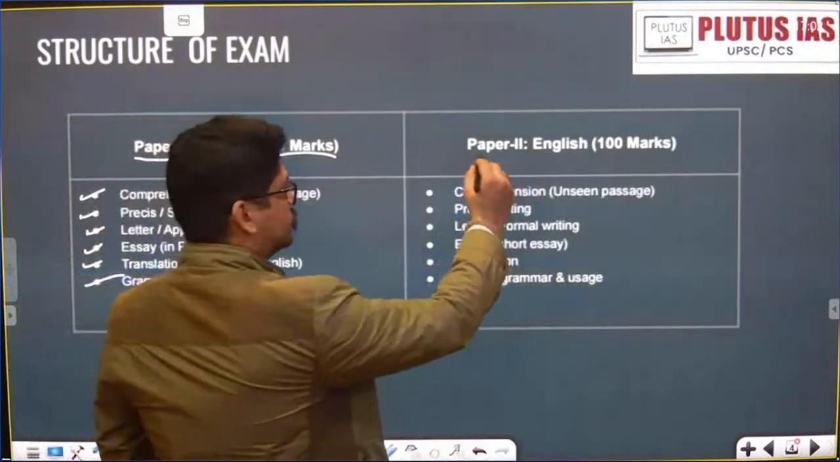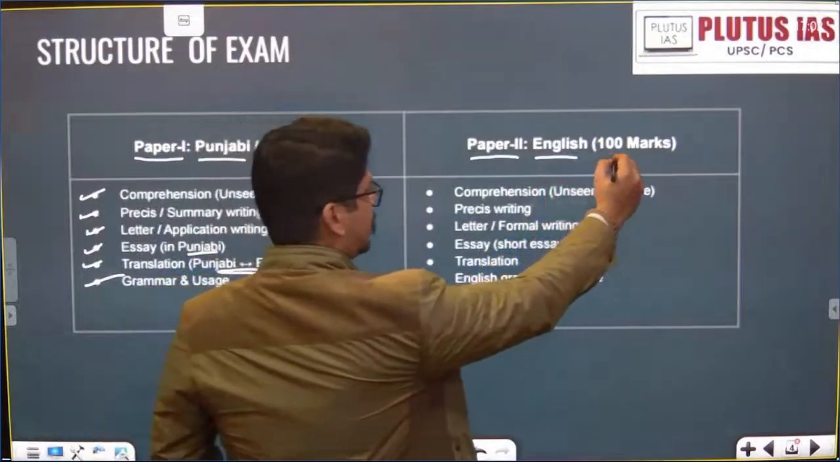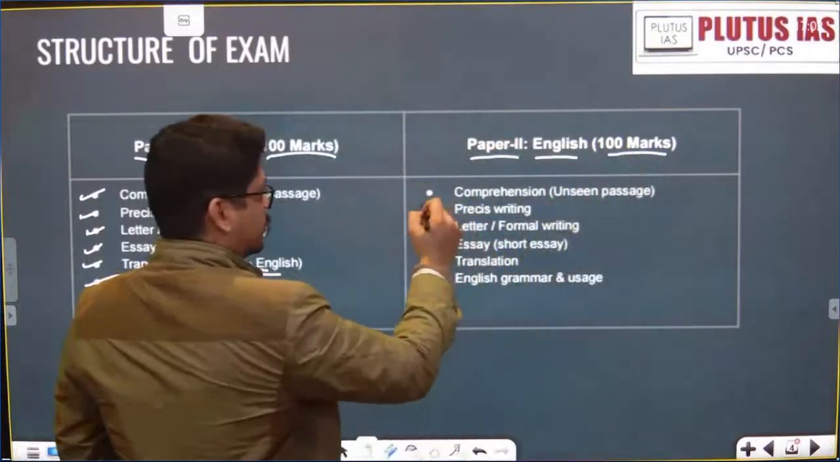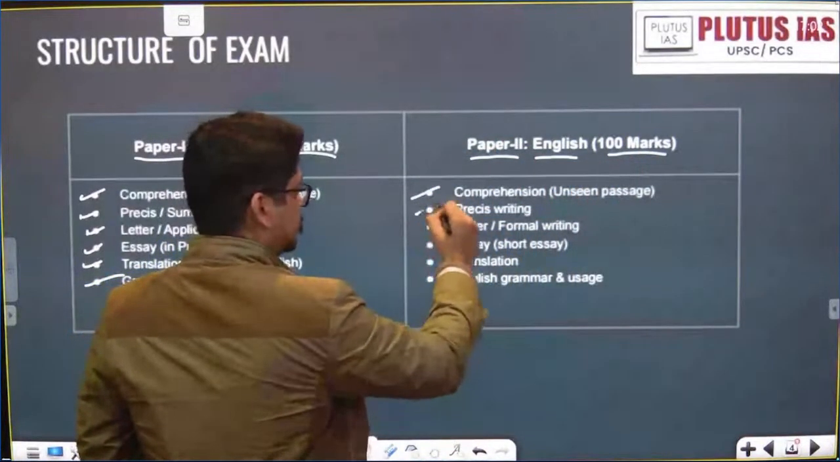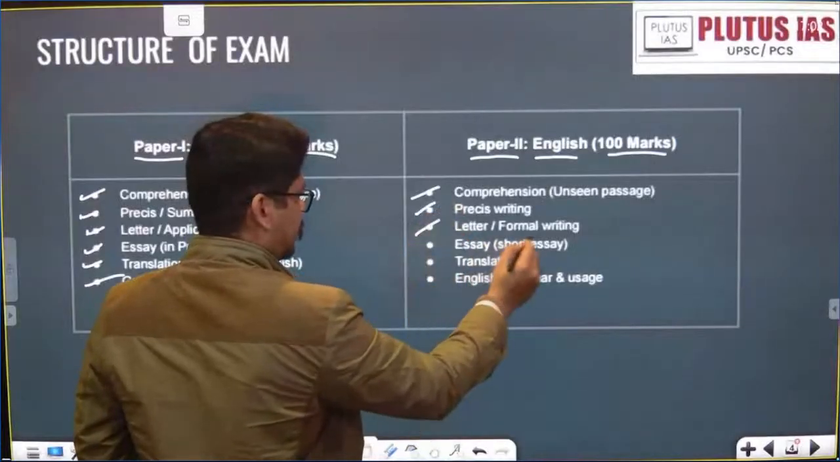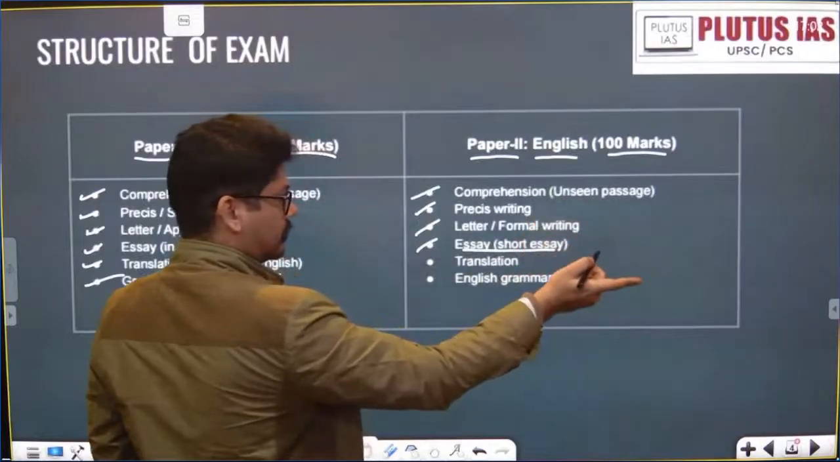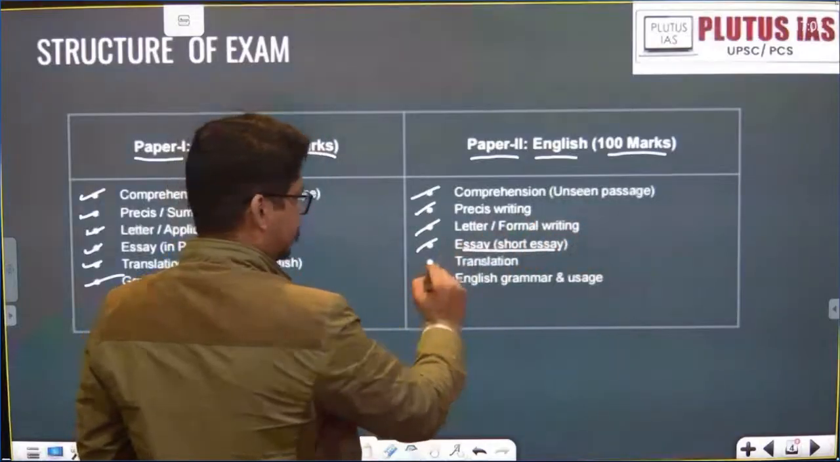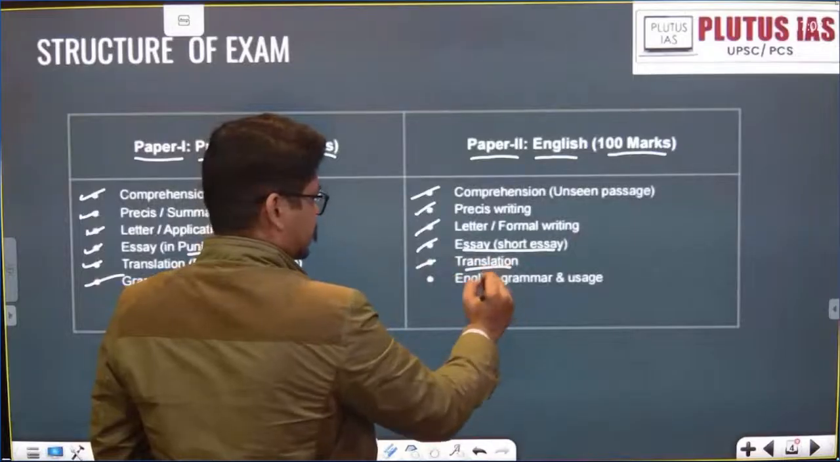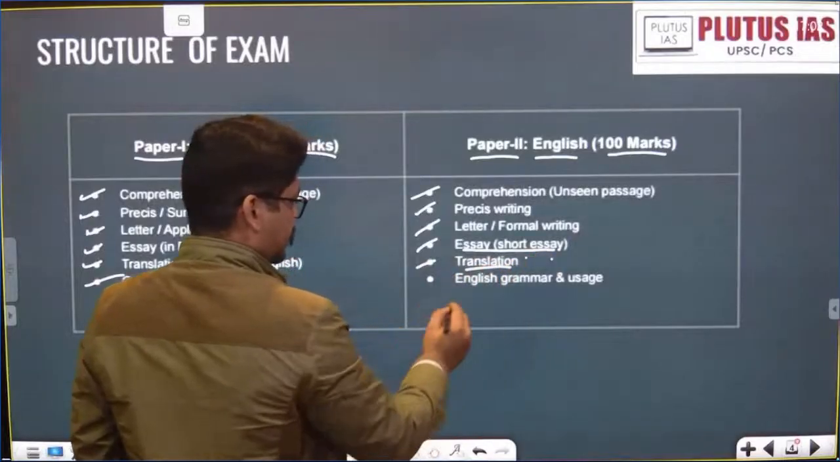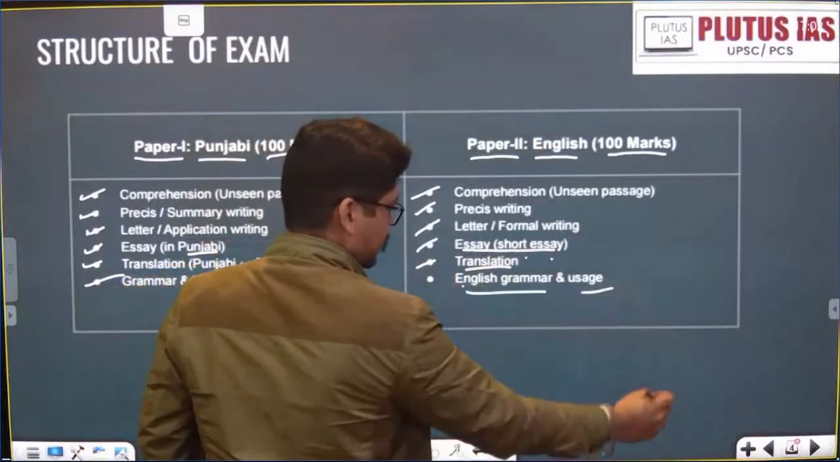In paper 2, English, again of 100 marks, you have to attempt a comprehension, precis, letter, formal writing, and an essay. It will be a short essay, not like the essay exam in nature. Its nature is very short. Again, a translation from English to Punjabi. Then English grammar as usual.